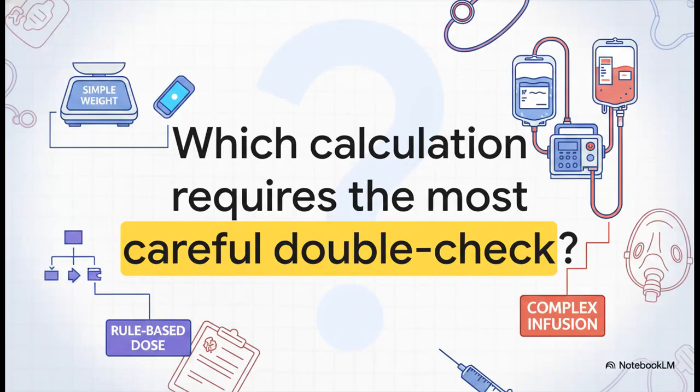And that really brings us to the final big question. All of these calculations are absolutely critical, obviously, but let's be real, they're not all equally difficult to perform under pressure. So I want you to think about this. In the middle of a crisis, when your heart is pounding and a kid's life is on the line, which one of these dose types do you think is the easiest to mess up? Is it the straightforward weight-based one, the one with the special rules? Or is it that complex infusion calculation? Which one really needs that extra set of eyes, that careful double check? It's something we should all think about.